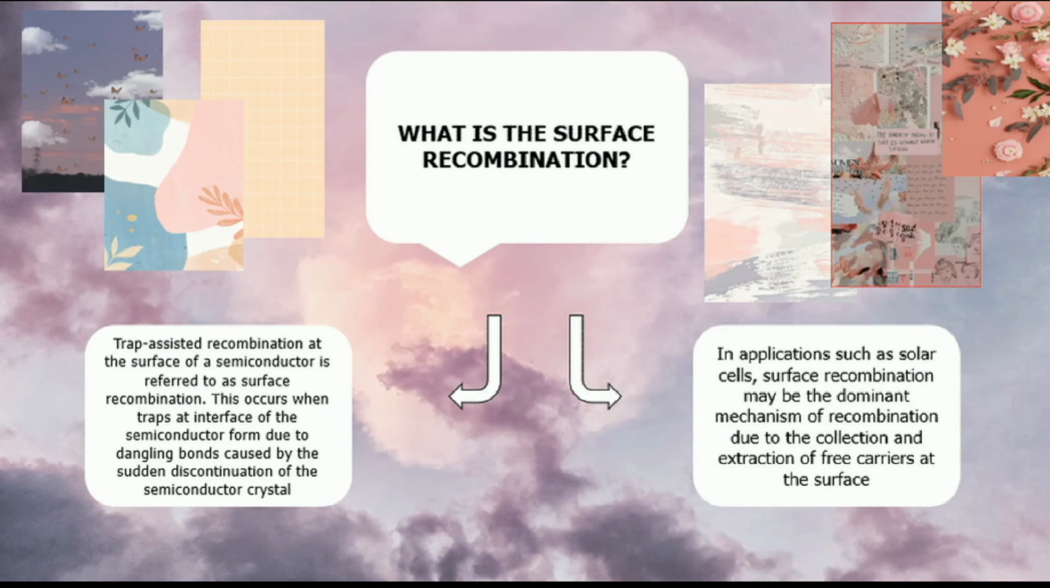What is surface recombination? Trap-assisted recombination at the surface of a semiconductor is referred to as surface recombination. This occurs when the trap at the interface of the semiconductor forms due to the dangling bonds caused by the sudden termination of the semiconductor crystal. In applications such as solar cells, surface recombination may be the dominating mechanism of recombination due to the collection and extraction of free carriers at the surface.